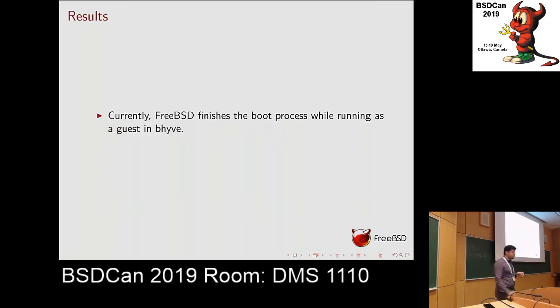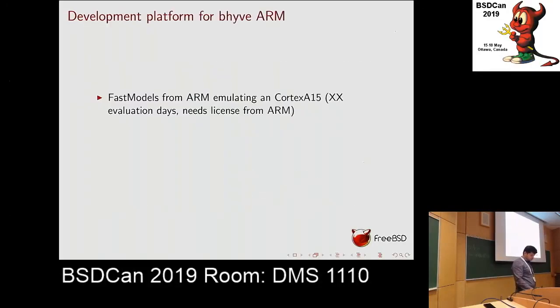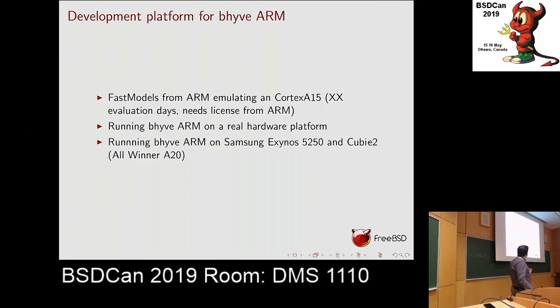Results. Currently, FreeBSD finishes the boot up process while running as a guest in Bhyve. So you can see here the GIC, then the generic timer. And we see that we are getting to the console here. The developer platform was Fast Models from ARM using a Cortex-A15 emulation. But the problem with this one is that you need a license, but if you want to test it, you can grab it for 60 days, I guess, and you can run Bhyve.